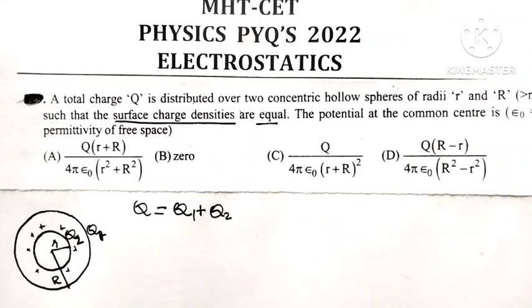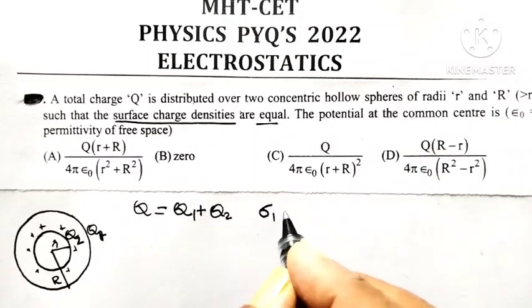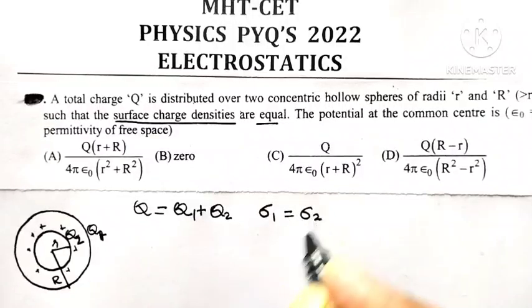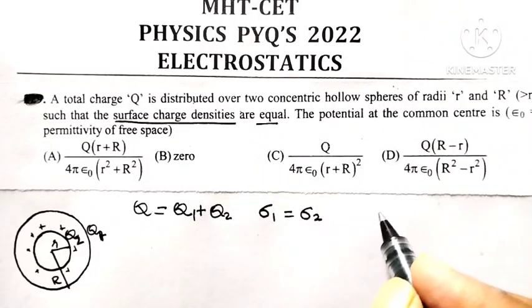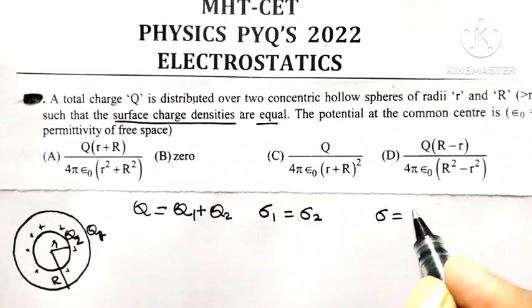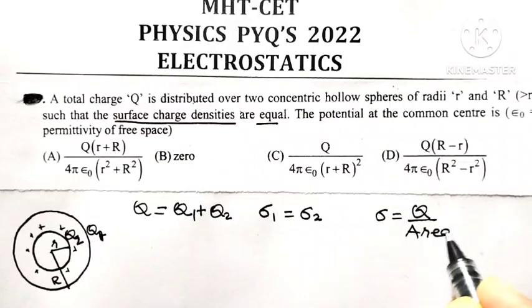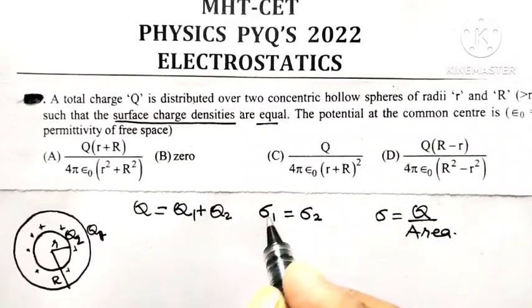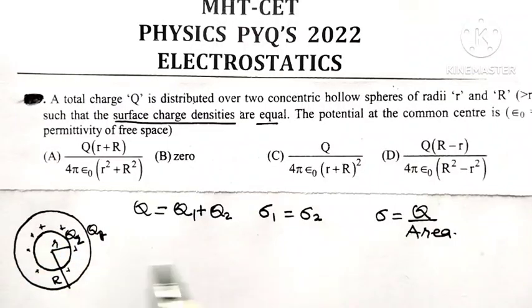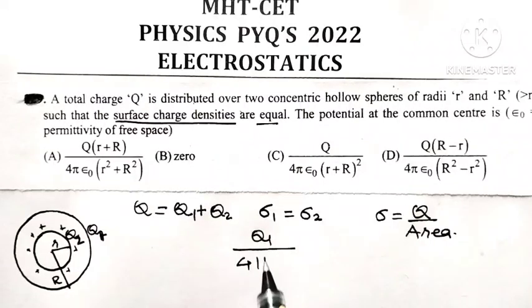Now it was given that the surface charge densities of the two spheres are the same, meaning sigma 1 is equal to sigma 2. Surface charge density sigma is charge divided by area. So the surface charge density of the outer sphere, of radius capital R, is Q1 divided by 4 pi capital R square.